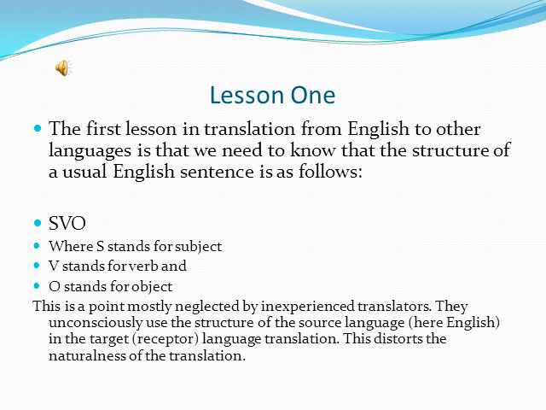This point is mostly neglected by inexperienced translators. They unconsciously use the structure of the language they're translating from when translating into English, or the structure of English when translating into that language. And this distorts the naturalness of the translation, and the translation sounds odd.